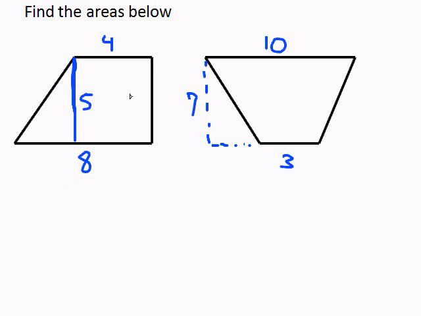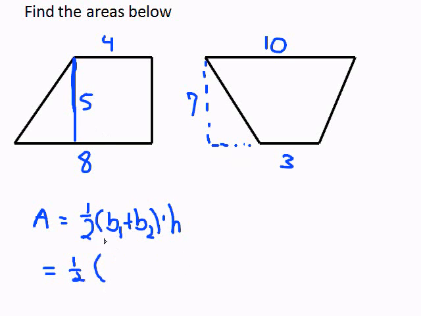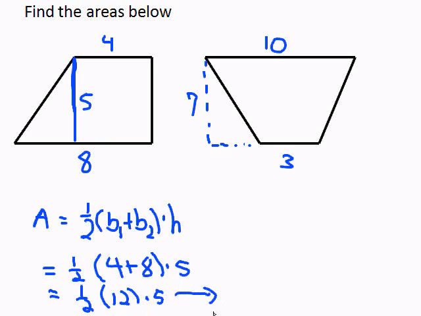The first one, we notice that it is a trapezoid, so the area is going to be equal to 1/2 times base 1 plus base 2, times the height. So we're going to go half of base 1, our first base is 4, plus our second base is 8, times the height, which is 5. So we get 1/2 of 4 plus 8, which is 12, times 5, and you're always welcome to use your calculator for these. 1/2 of 12 is 6, times 5 is 30. So the area of our first shape should have been 30.